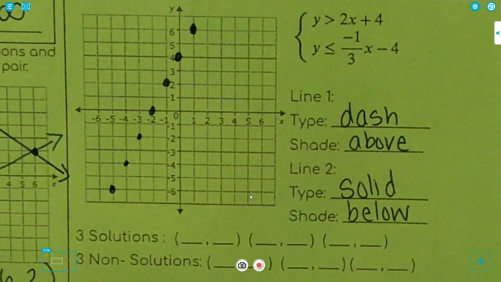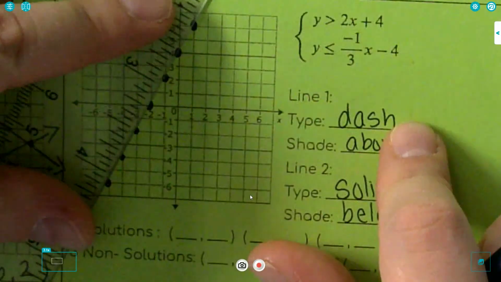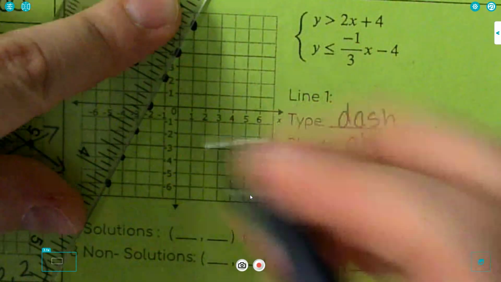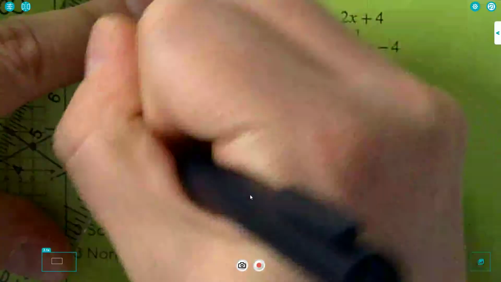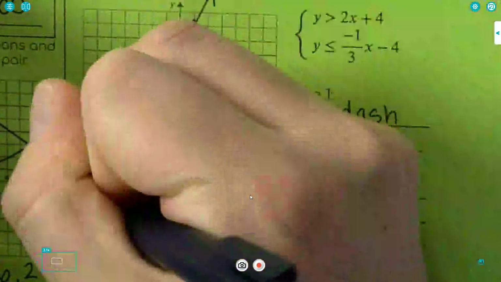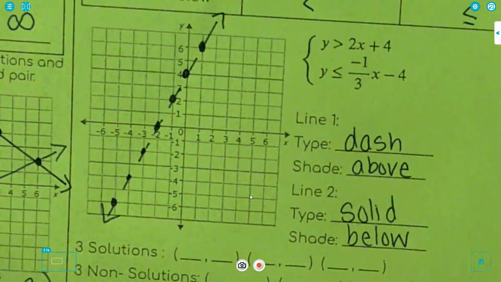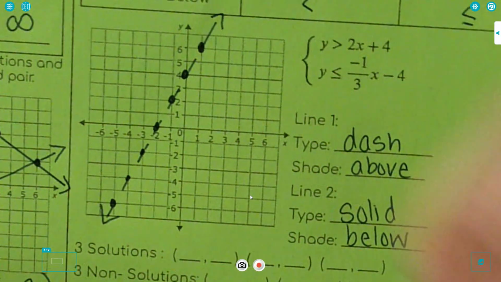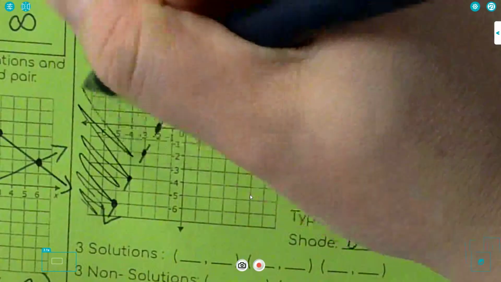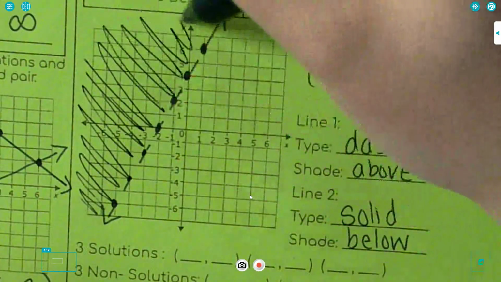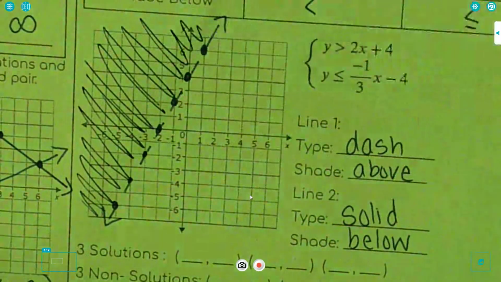I'm going to connect those together, but I'm going to do it with a dashed line. And then we need to shade everything above that. Make sure you shade lightly and in one direction, because you're going to have more shading to do here in a second. So that's everything above. I said shade lightly, and then I shaded kind of dark.